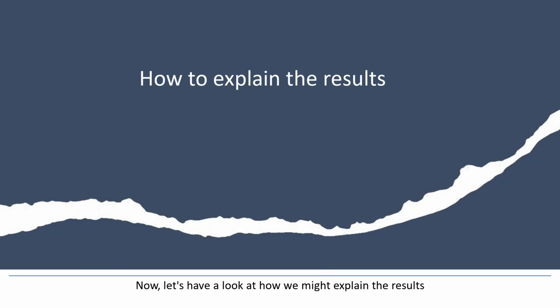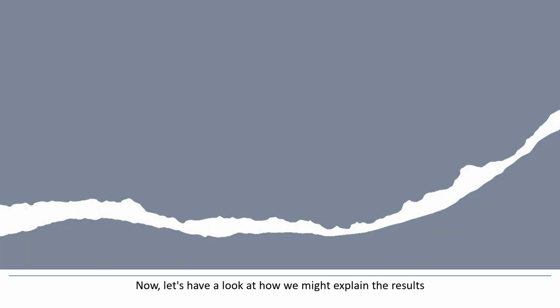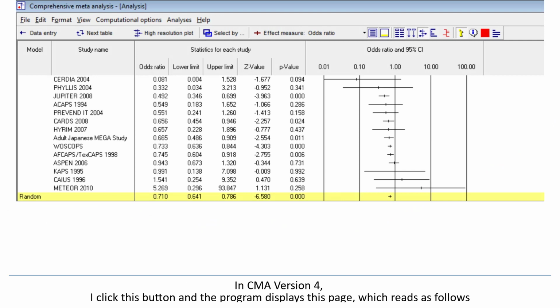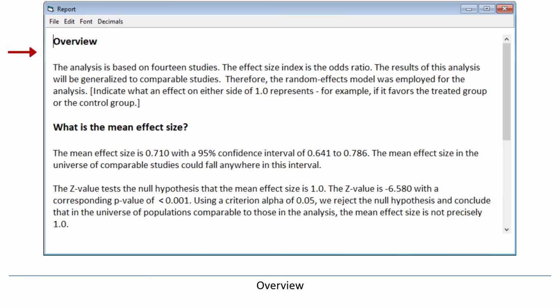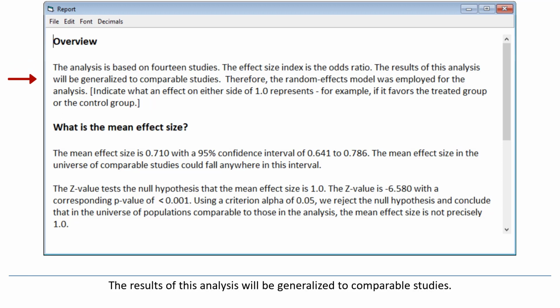Now let's have a look at how we might explain the results. In CMA version 4, I click this button and the program displays this page, which reads as follows. Overview. The analysis is based on 14 studies. The effect size index is the odds ratio. The results of this analysis will be generalized to comparable studies. Therefore, the random effects model was employed for the analysis. Here I would indicate what an effect size on either side of 1 represents, for example, if it favors the treated group or the control group.